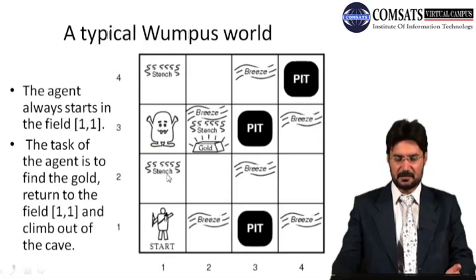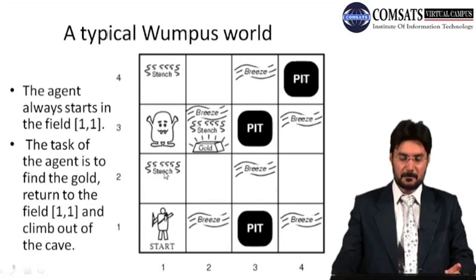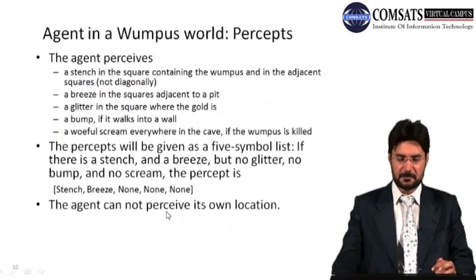So if you want to kill it, you need to be here and then throw the arrow in this direction, and then it will be killed. Otherwise, even if you are 100% sure, in this case you will not know. When we go stepwise, then you will understand what the problem will be.